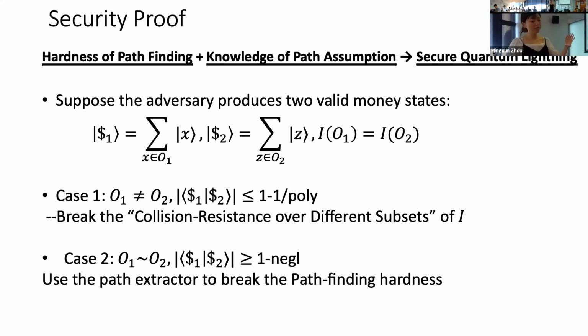And in the other case, suppose there's a non-negligible weight on one of the states that's in a different subset, then we will be able to break this collision resistance over different subsets.